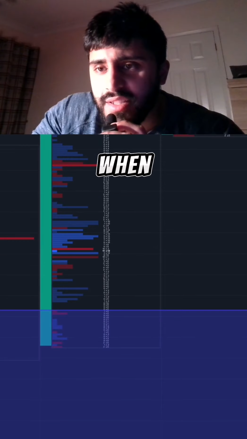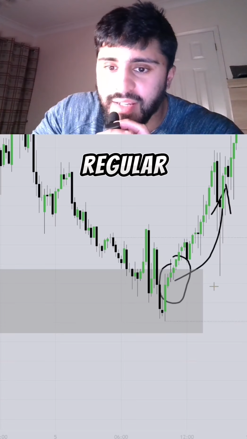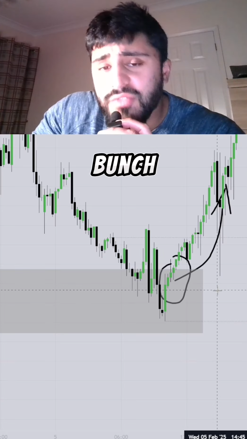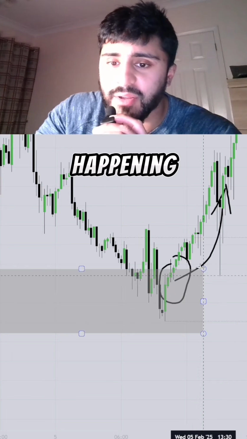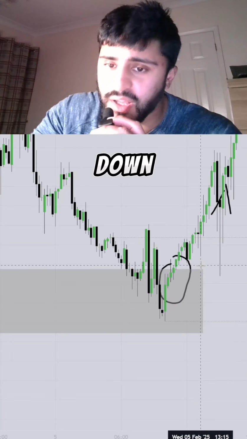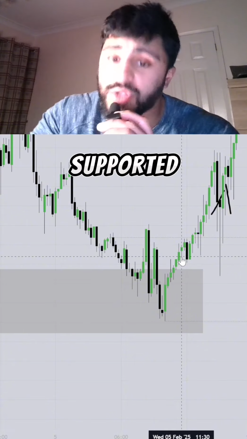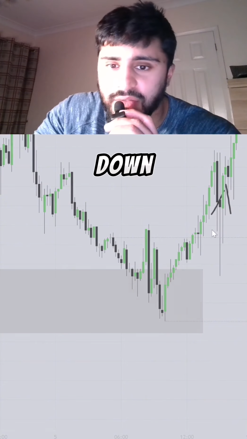So what that means when we see a bunch of zeros, when we go back to the regular candlestick chart, a bunch of zeros simply represents a lack of volume, right? What's really happening over here is that the market is moving down, but the market isn't being supported with volume, right? So let's just quickly go down to the 5 minute time frame.